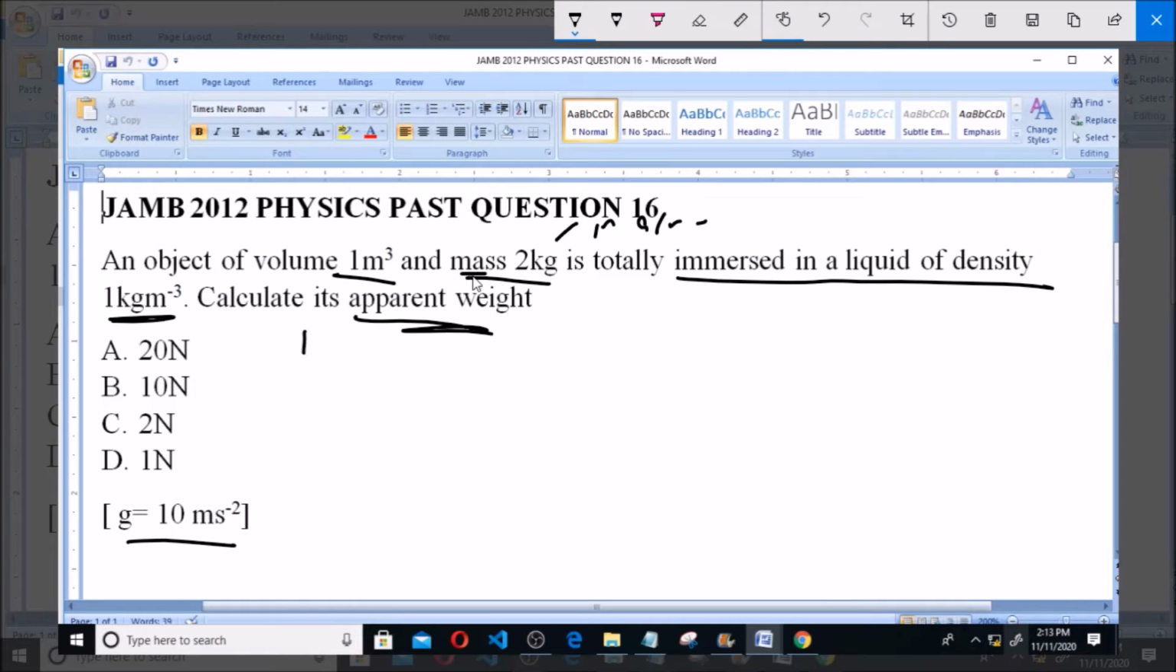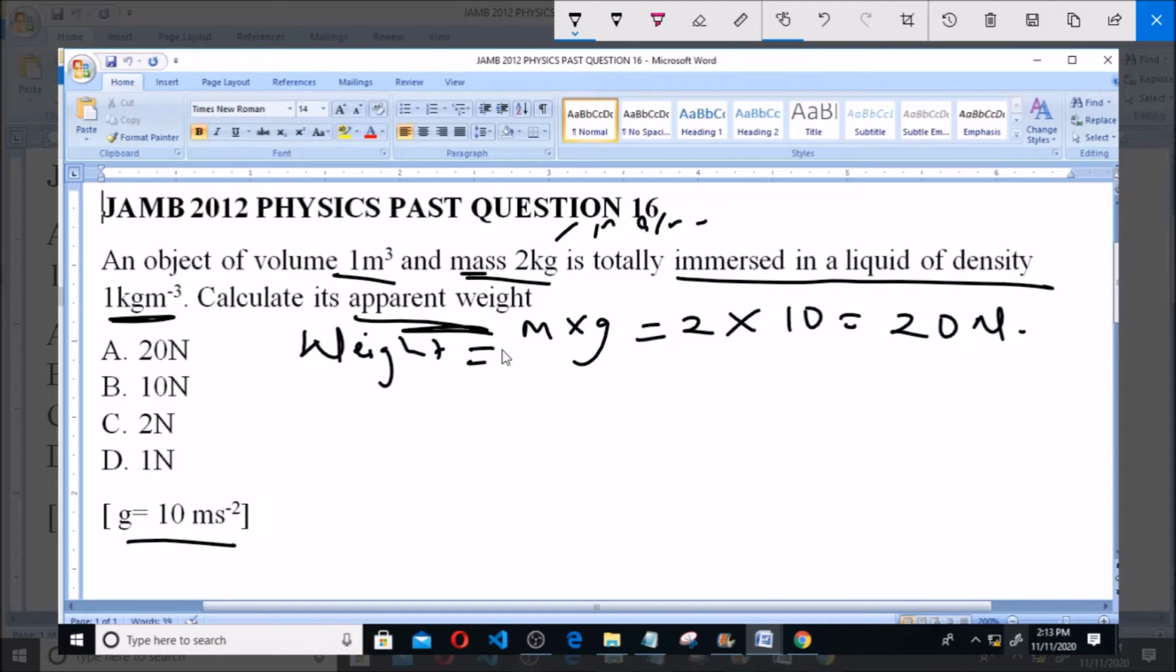Now, we are given the mass, so we would calculate the weight. Of course, mass and weight are not the same thing, as weight is given by mass multiplied by the acceleration due to gravity. So mass is 2, acceleration due to gravity is 10. So this is equal to 20 Newton. So that is the weight.